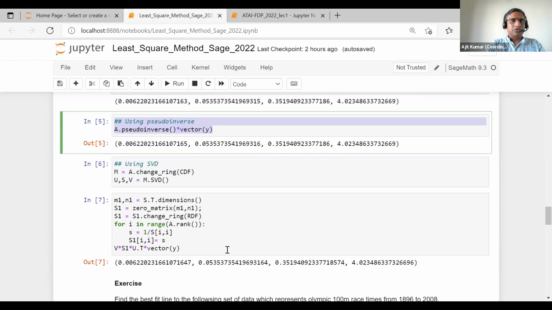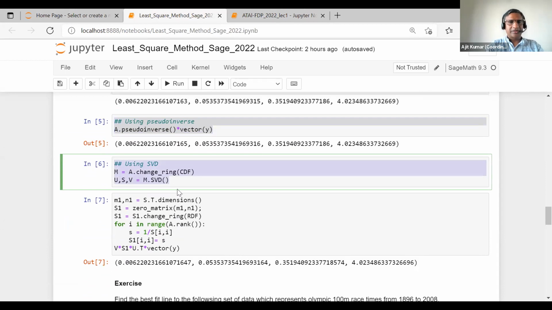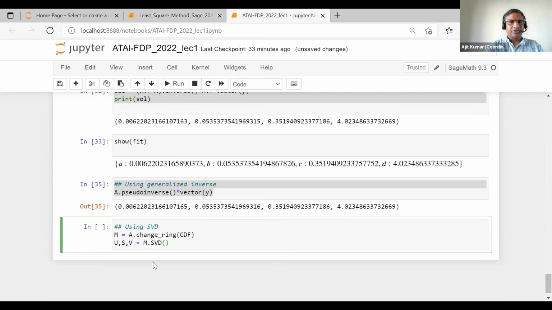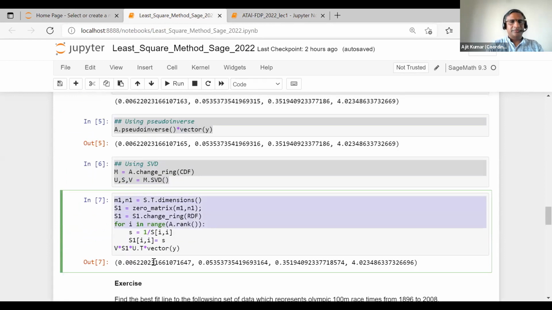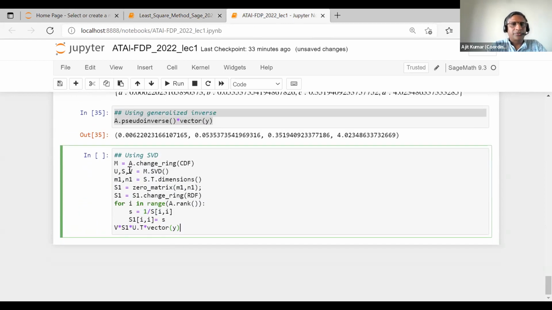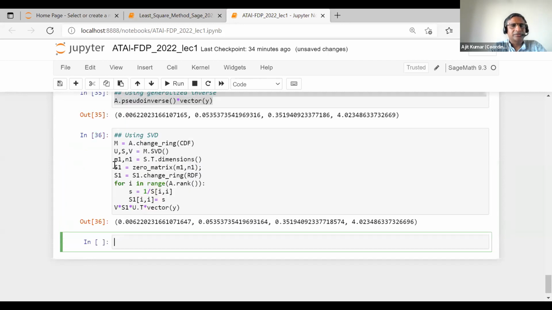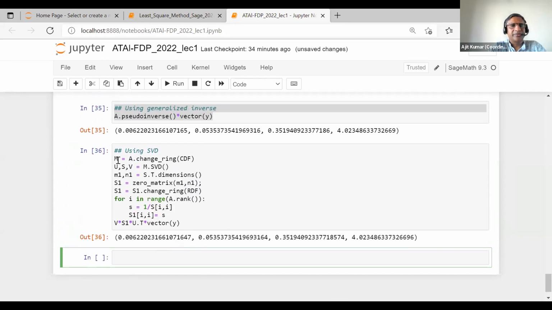You can also do it using singular value decomposition. I've already written the code. So we are converting this matrix A into the CDF. Then we are finding a singular value decomposition. I'm calling this because the generalized inverse I have to find out. So this is the generalized inverse using singular value decomposition, and then multiply that by the vector Y, and it should work exactly the same.